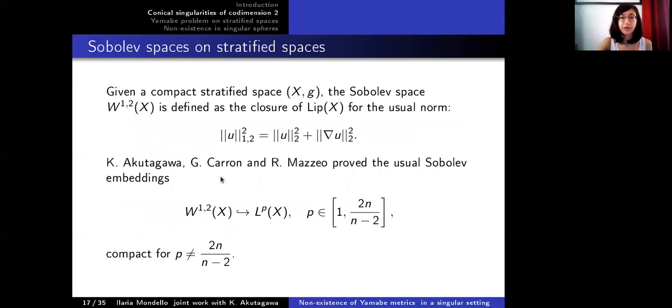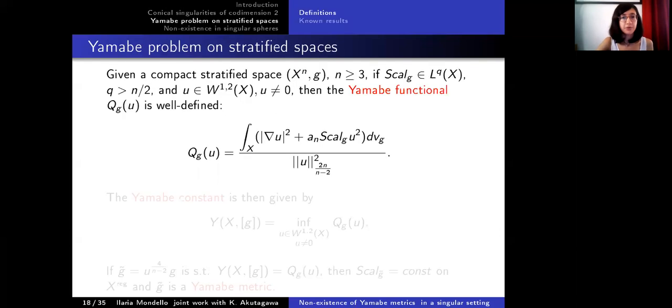And Kazuo Akutagawa, Gilles Carron, and Rafe Mazzeo proved that the Sobolev space on a compact stratified space has the usual embeddings that you have on a compact smooth manifold, with compactness when p is not critical, meaning when p is different from 2n over n minus 2. And this is useful in order to get a good definition for the Yamabe functional.